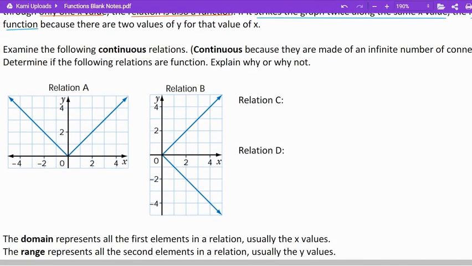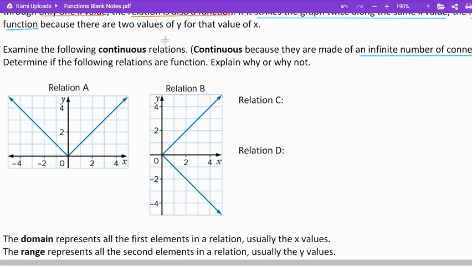So let's look. Now before we do, let's define the term continuous that I introduced a little earlier. These two examples are of continuous relations, and they are continuous because they are made up of an infinite number of connected values, right? You cannot specify how many dots there are in this graph.